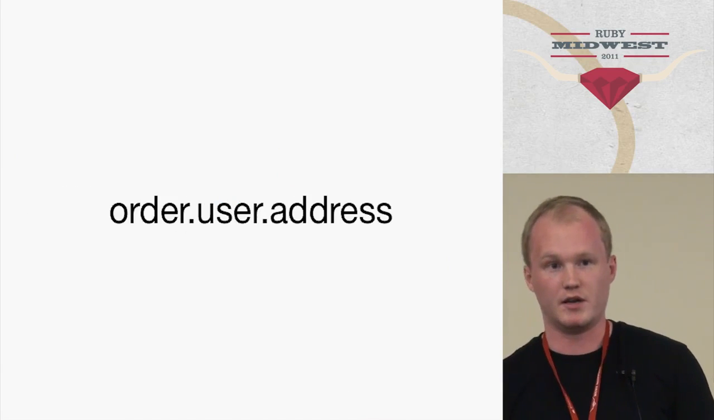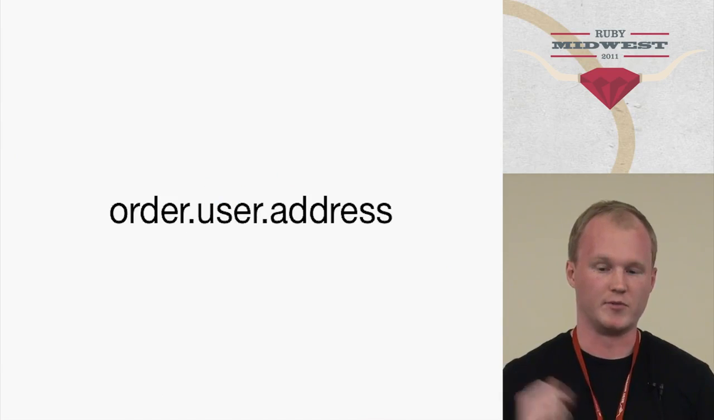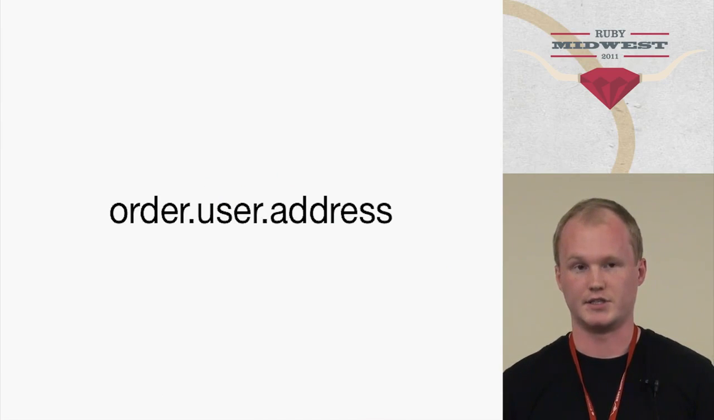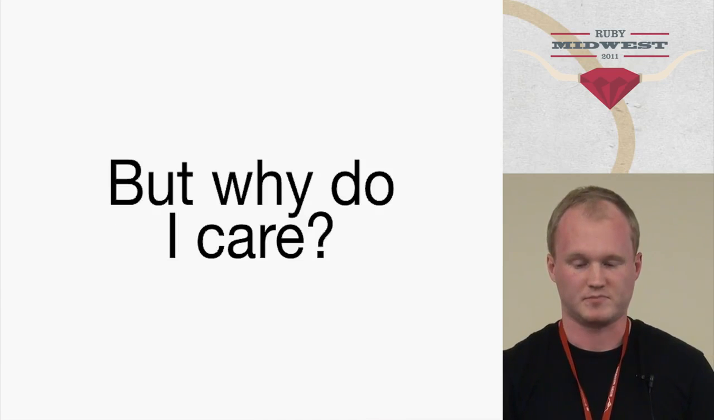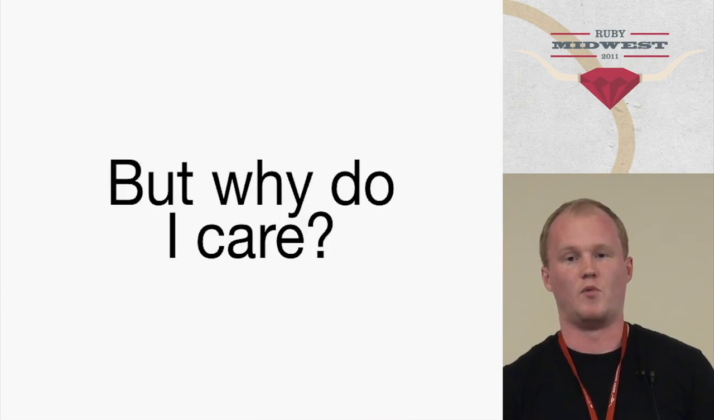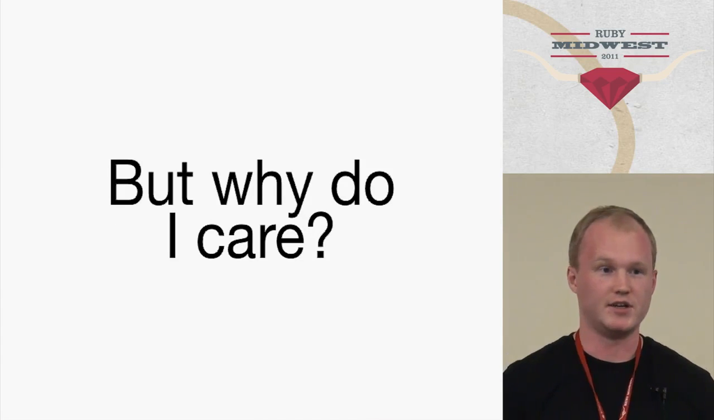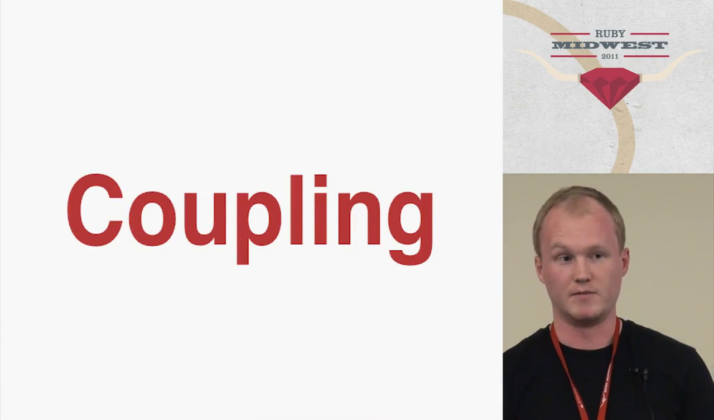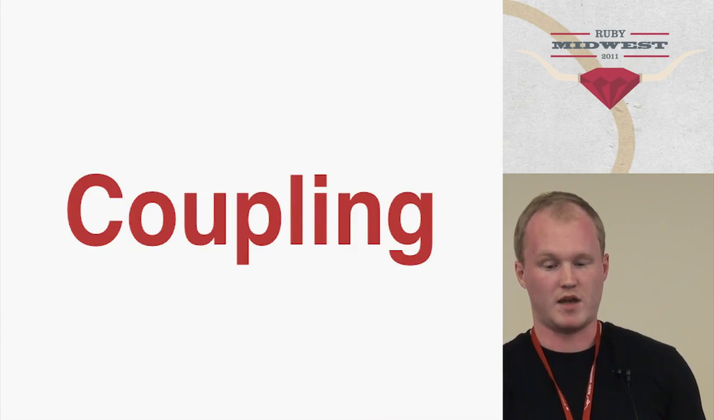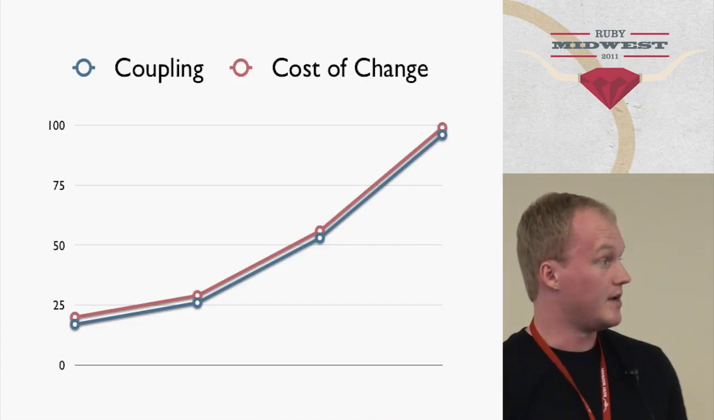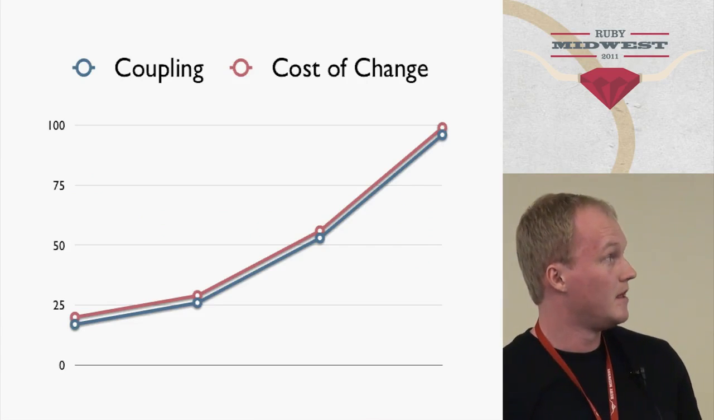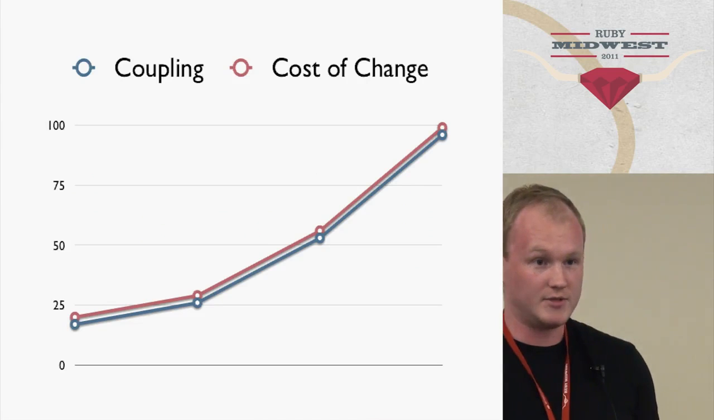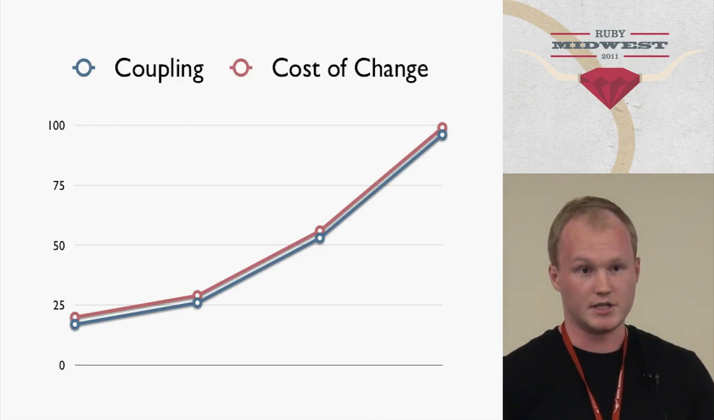So this would be a Demeter violation. We're going from our order object, reaching through user and grabbing our address association. So this is bad. But why do you care? That's super easy to do. You see it all over in Rails applications. You should care about it because of coupling. So, through this graph that I made up, we can see that the higher your objects are coupled together, the higher the cost of change.